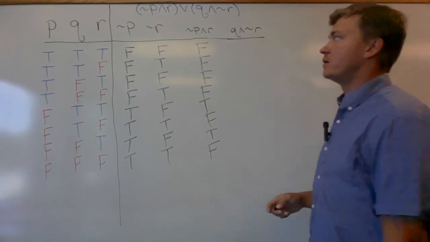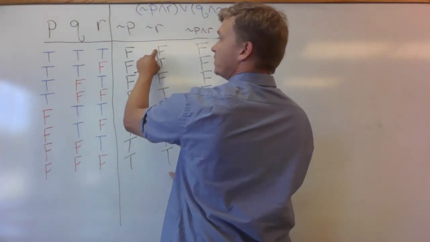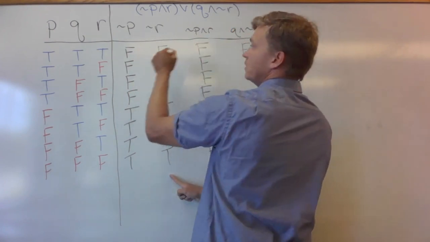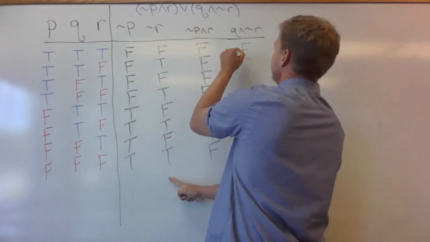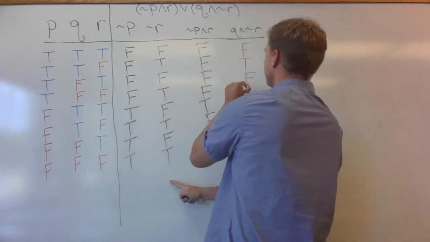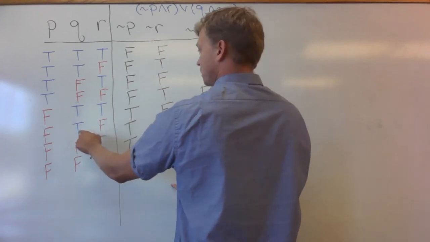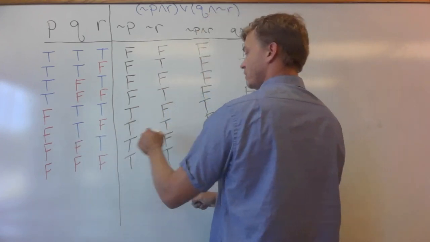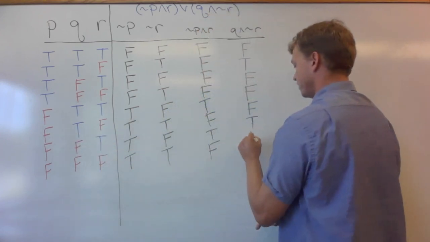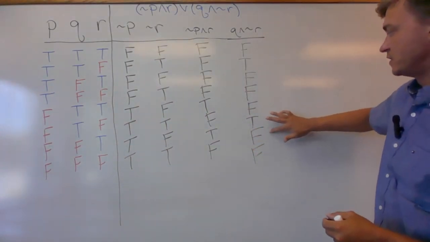For Q and not R, we're using these two columns here. True and false is false. True and true is true. False and false is false. False and true is false. True and false is false. True and true is true. False and false, false and true gives us false and false. 1, 2, 3, 4, 5, 6, 7, 8.